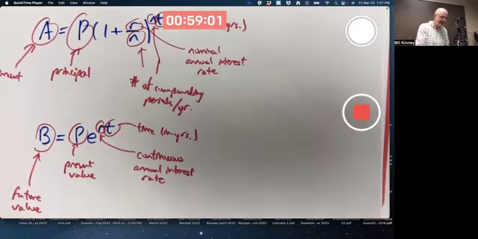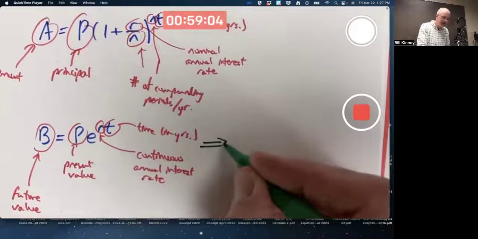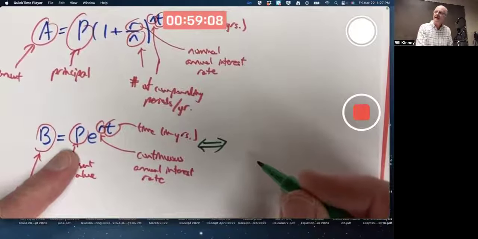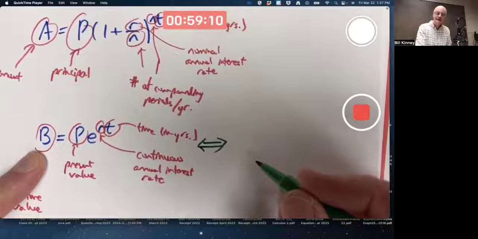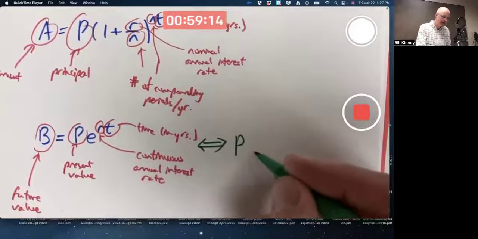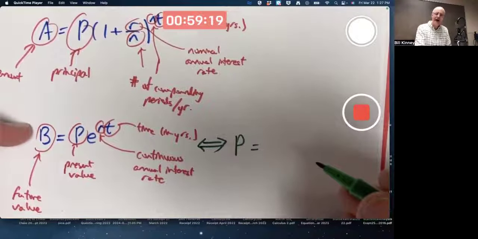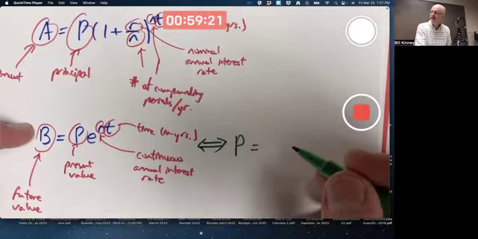It is worth emphasizing that you can think of that equation in an equivalent way. You can solve for P in terms of B instead. This is the future value in terms of the present value. I can solve for P, the present value, in terms of the future value by doing what? By dividing both sides by e to the RT. That's what.